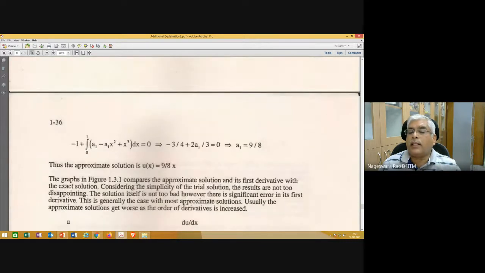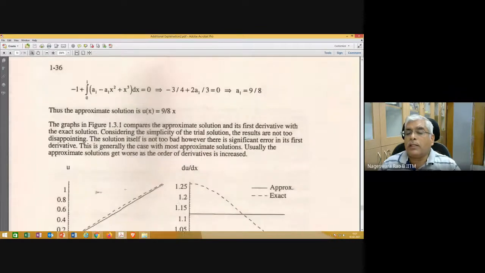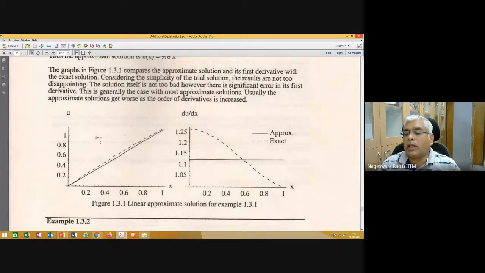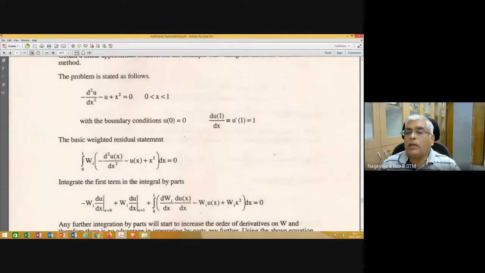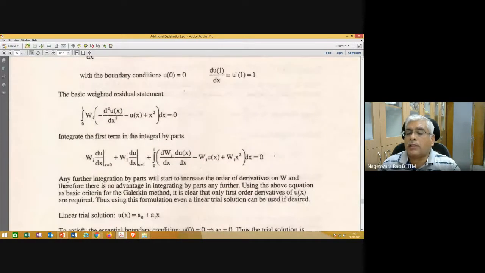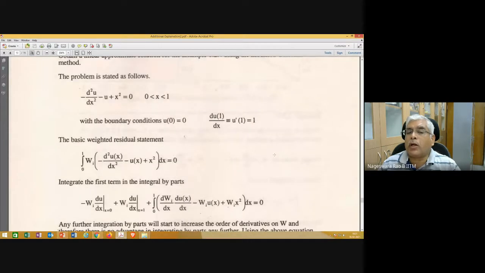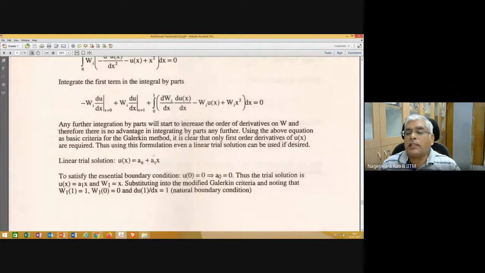So finally, this is what you are going to get: one equation and one unknown. You determine that unknown and substitute it into the admissible solution. You are going to get the trial solution or approximate solution. And once you get the approximate solution, you can plot it and see how it matches with the exact one. We have not gone through these details in the last class when we were discussing the modified Galerkin method, but here it is illustrated starting with a linear trial solution.